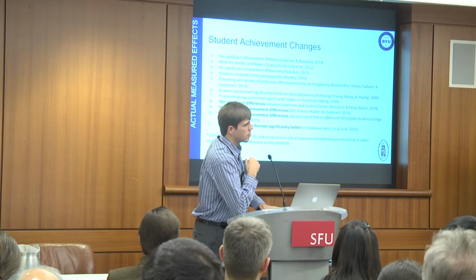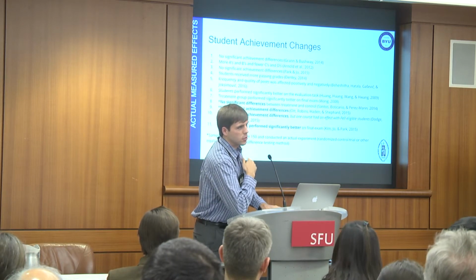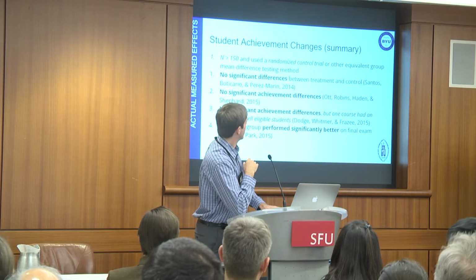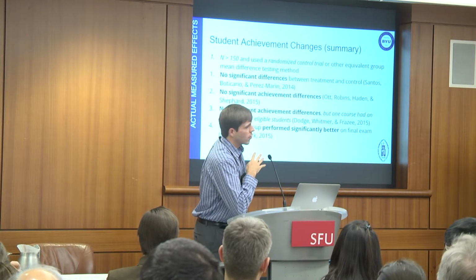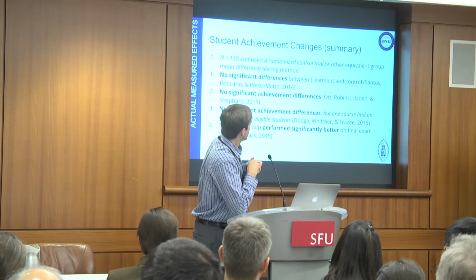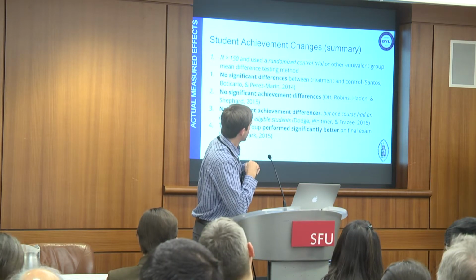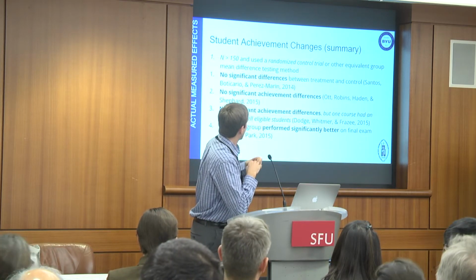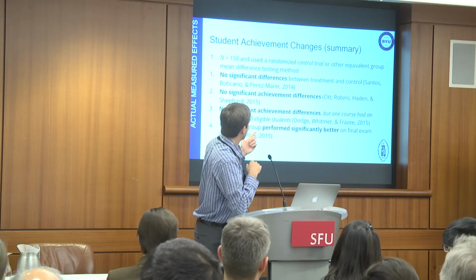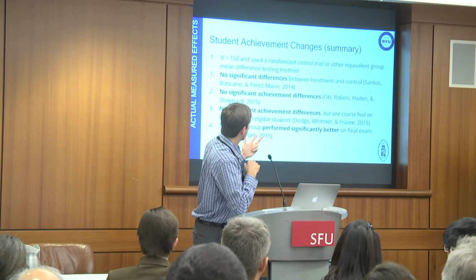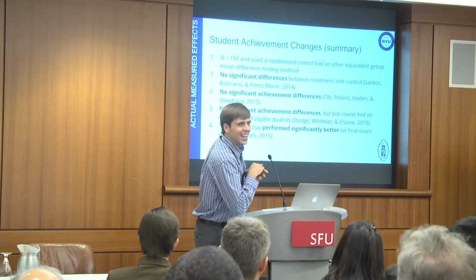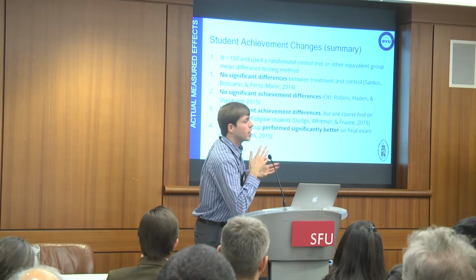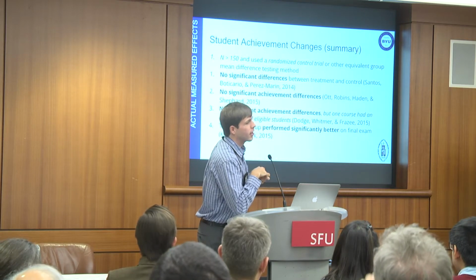Here's the student achievement change. Again, I just wanted to include that information. Here's the summarized version. There were 4 articles that had a sample size greater than 150 and conducted a rigorous randomized controlled trial design. The first one, no significant difference. Second one, no significant difference. Third one, no significant difference. And fourth one, significant difference. So again, some good, some bad.